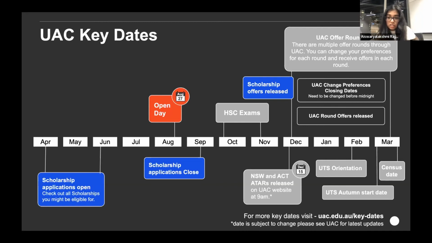And then after your HSC exams, it's around December when your ATARs are released. And between December and March are the UAC offer rounds. So what we really wanted to emphasize here is that there are multiple offer rounds through UAC. So you can change your preferences for each round and receive offers in each round. So this is really an opportunity for you to pick where you get to invest your time.